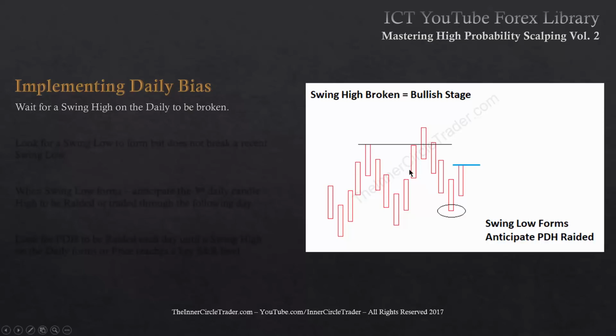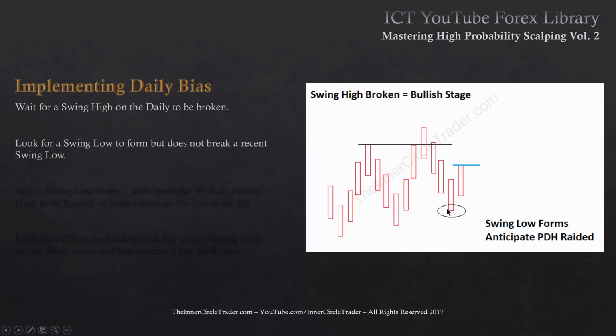If at any time in the future it's traded through, then we have a bullish stage. In other words, we anticipate a future buying opportunity. Doesn't mean to buy it right there. Just means we are now on alert to wait for a specific criteria. The criteria is going to be looking for a swing low to form down here. A swing low again is a candle that has a higher low to the left of it and a higher low to the right of it, again on the daily chart.